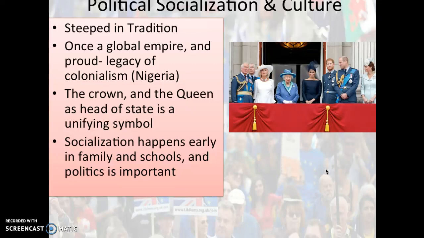And socialization happens early, just like in the United States. The process of learning about politics and political culture really starts at the root in the family and then in schools. And politics are really important. And from that, we'll start government institutions.